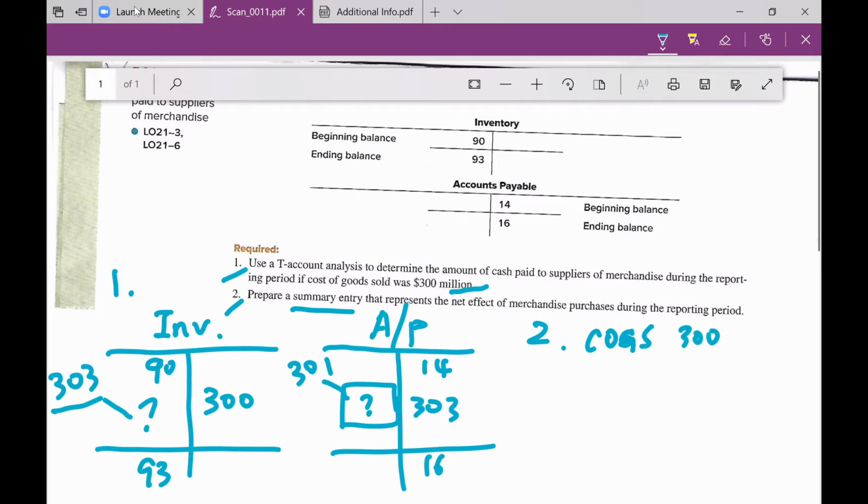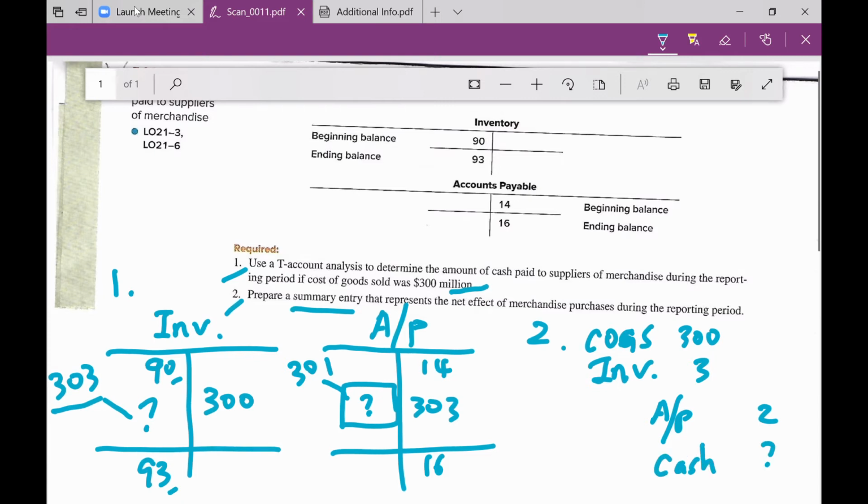Then you look at the inventory account. Inventory was 90, now it's 93. Inventory increased by 3, an asset increase, so we should debit inventory for 3. Accounts payable was 14, now it's 16. Accounts payable is a liability increase, so we credit accounts payable for 2, that's 2 million here. Because this is a cash payment, we need to credit cash for something.